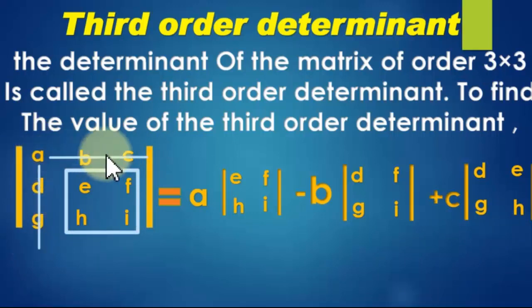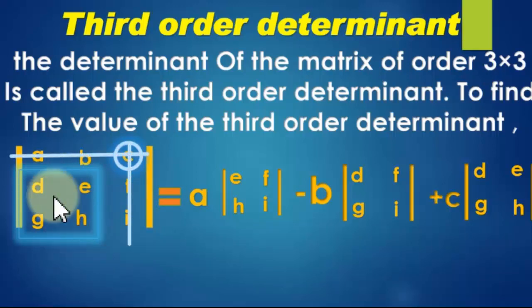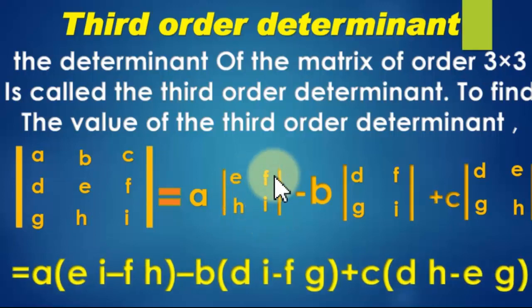Cancel the first column and the first row and multiply the first element with the determinant of the rest. a times this determinant minus, after that, pay attention to this sign: plus, minus, plus. So, minus b, cancel its row and its column and take the rest elements d, f, g, and i. After that, plus c, cancel its column and its row and take the rest determinant d, e, g, and h. You can easily calculate the value by multiplying a by ei minus hf, minus b times di minus fg, plus c times dh minus eg.